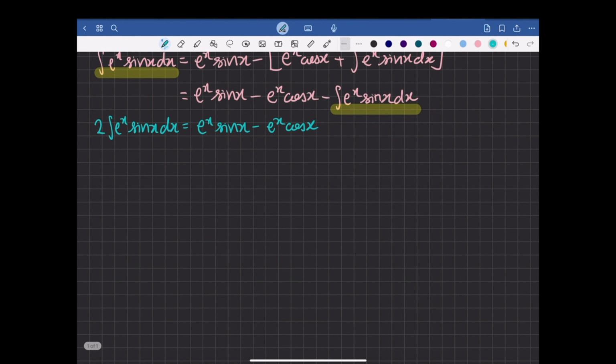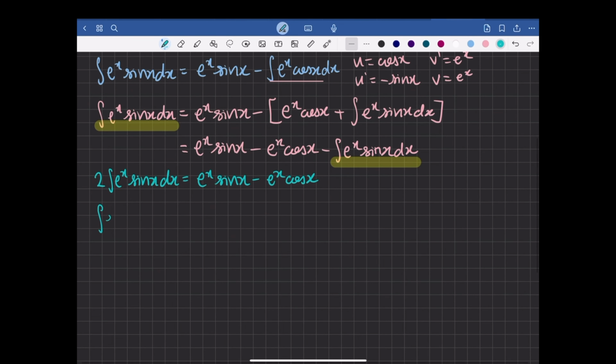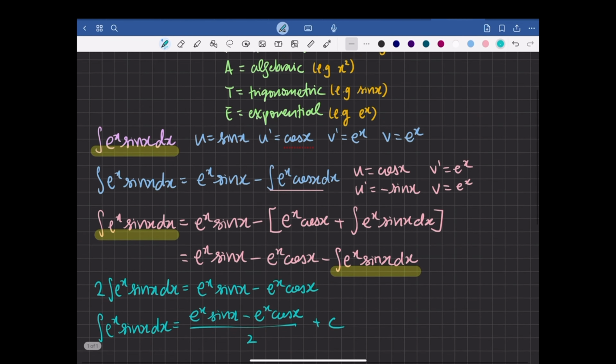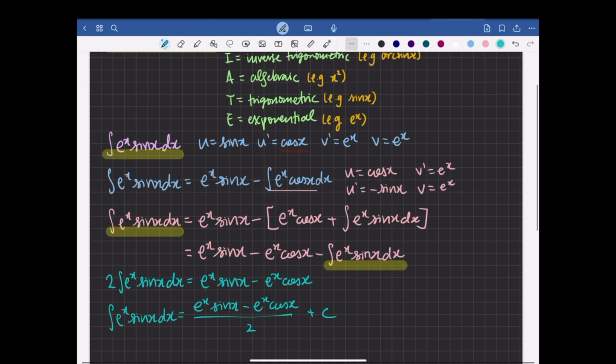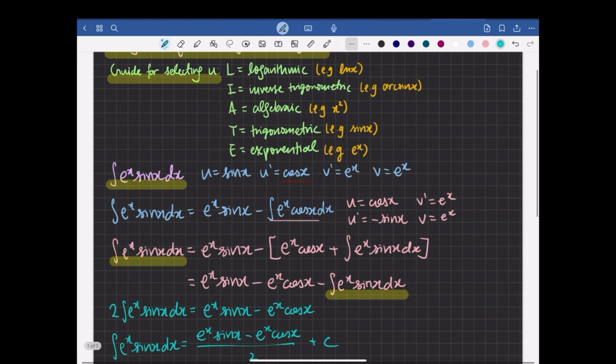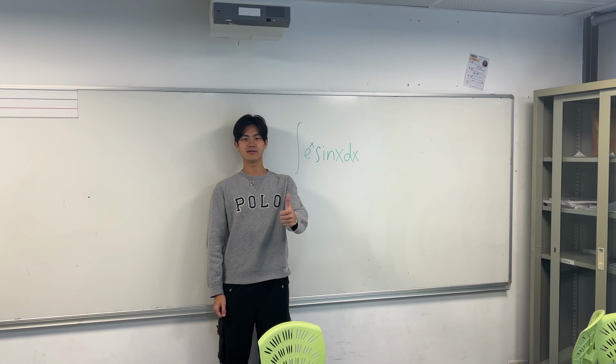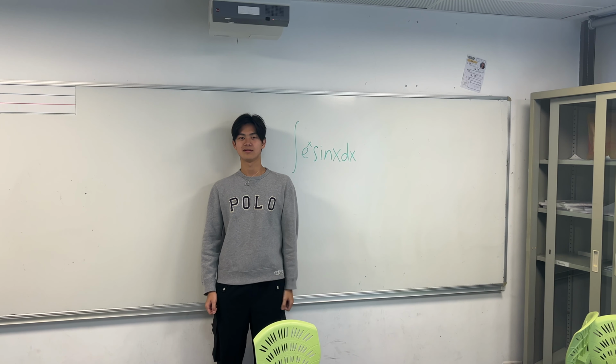And just dividing both sides by 2 to get the integral that we actually want from the start of the question, we can just get the integral of e to the x sine x dx as being equal to e to the x sine x minus e to the x cos x, divided by 2, plus c. And yes, that is how we use cyclical integration, which is a variation of integration by parts, to solve more challenging integrals like this. So now you know integration by parts.